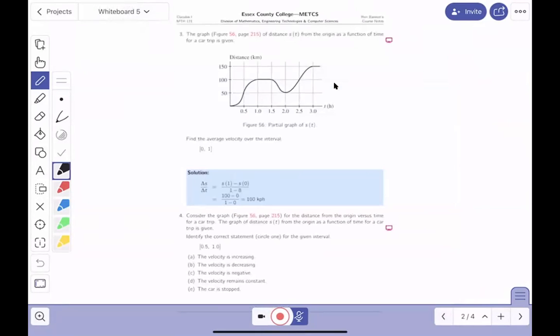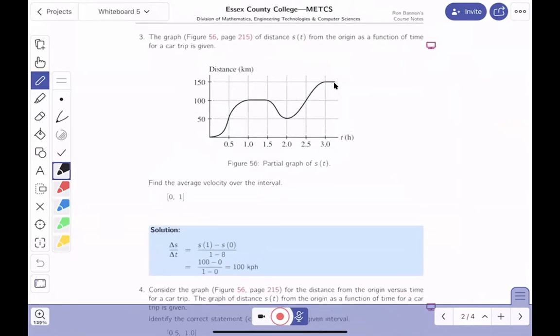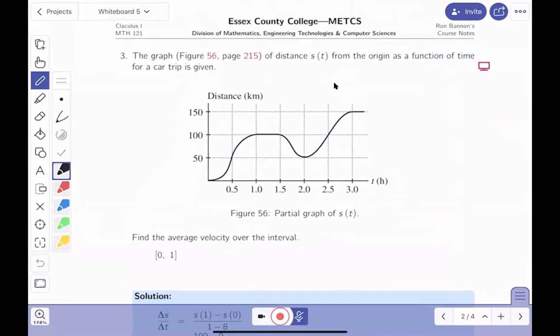So far, so easy that it almost seems ridiculous, but it says the graph. I gotta read it. This might be a more difficult question. They're giving me the graph. It's figure 56. I clearly see that. And they say it's a graph of the distance s of t. Okay, it's a function of t now. All right, I'll put out what I mean by that.